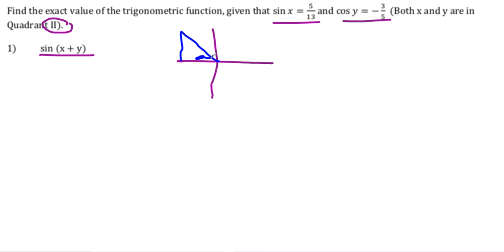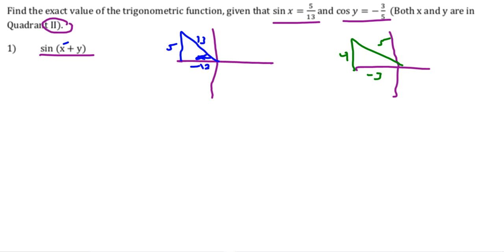Here's my alpha, or my x, since I'm given x. Sine is opposite over hypotenuse, so this is 5/13. This is a 5, 12, 13 triple, but this length is negative 12, so we have to know that. We have a coordinate where x is negative and y is positive. The coordinate is negative 12 and 5. Now let's take a look at our cosine one, also in quadrant 2. Cosine is adjacent over hypotenuse, and this is a 3, 4, 5 triple.